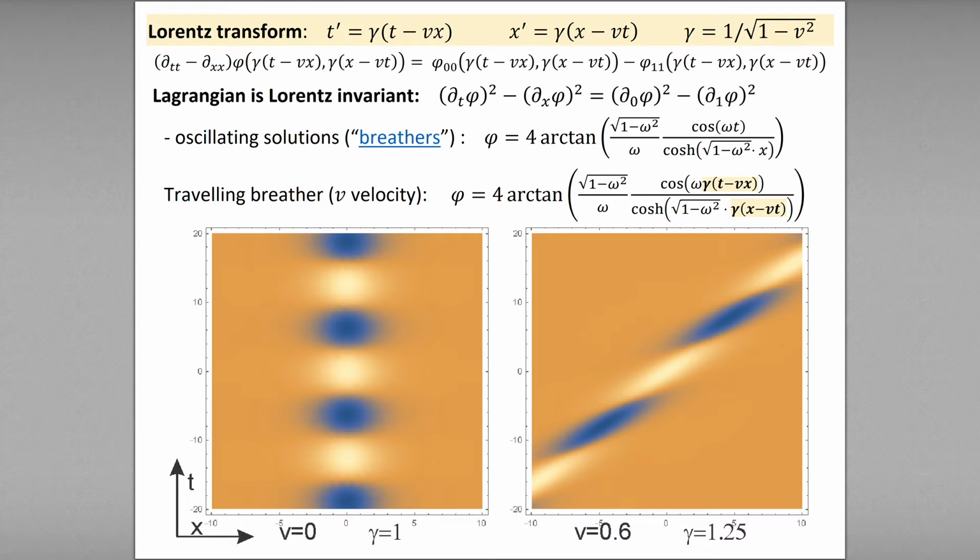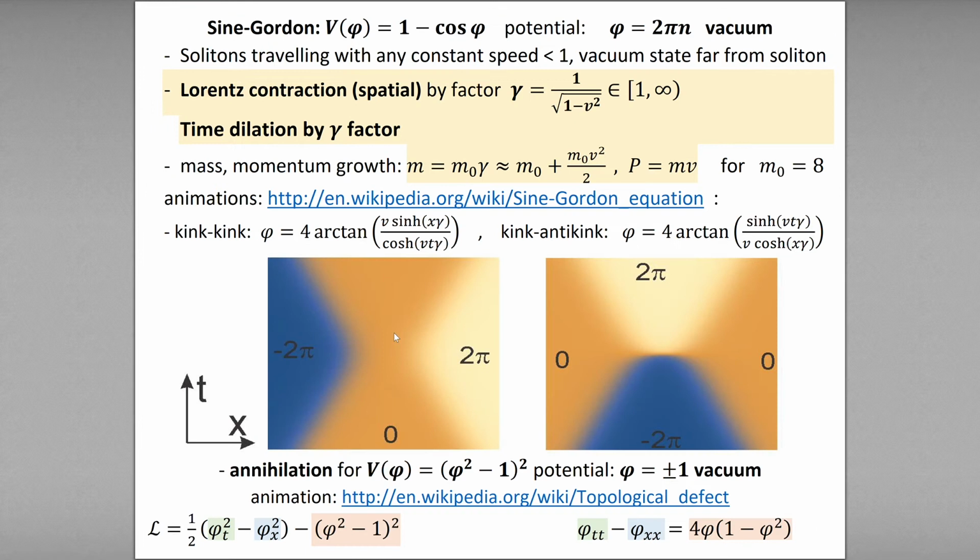So we get a super simple model which has nearly the entire special relativity. So if someone would like to understand special relativity, I really recommend studying the Sine-Gordon model. Okay, so we have this Lorentz contraction, time dilation.